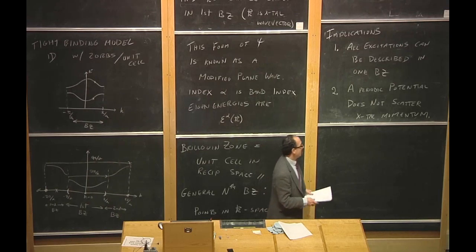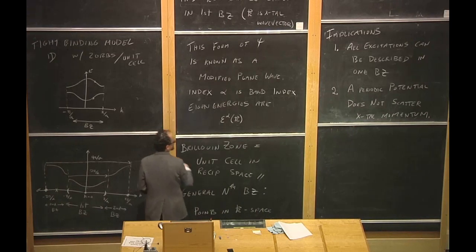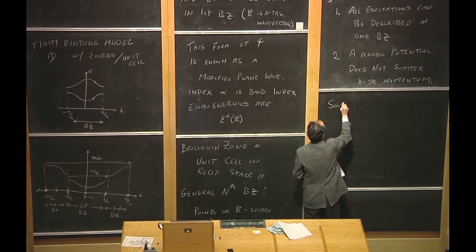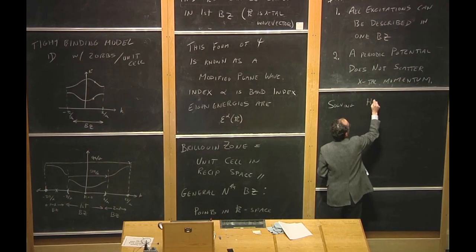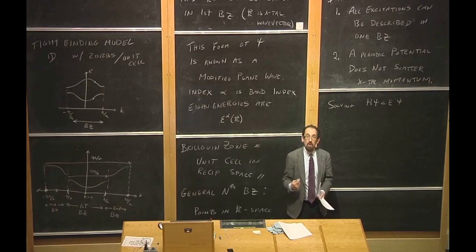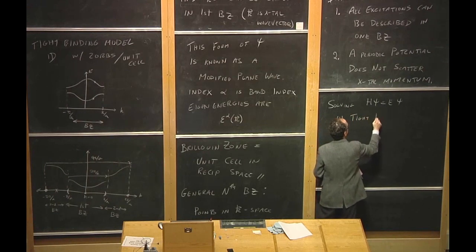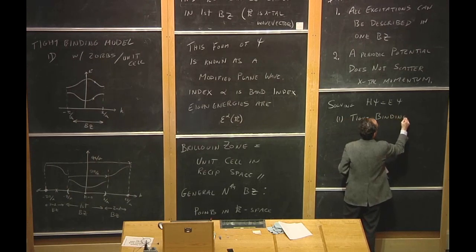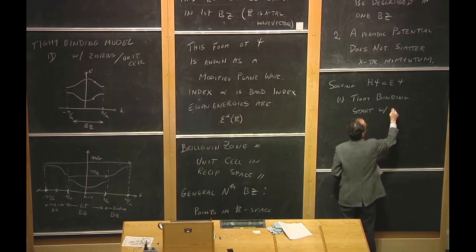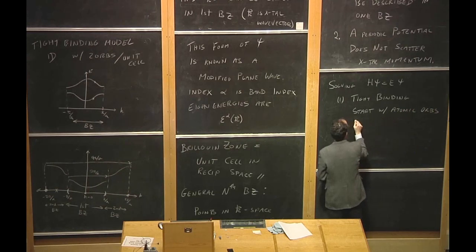All right, so the one thing that this doesn't do for us is help us actually solve the Schrodinger equation. Solving the Schrodinger equation is still hard. And we've already discussed one way to do it: tight binding. By tight binding, what we're really doing is we start with atomic orbitals and allow weak hopping.